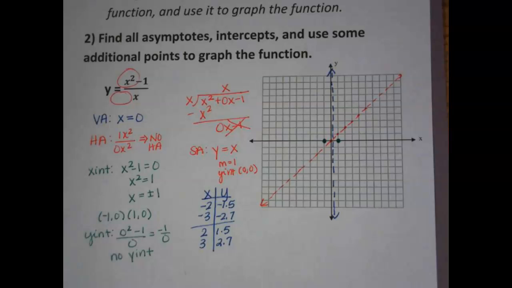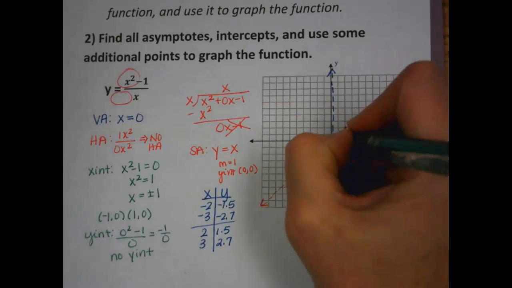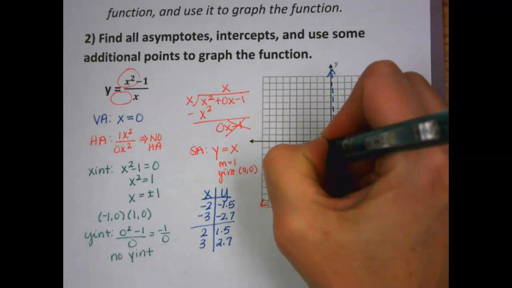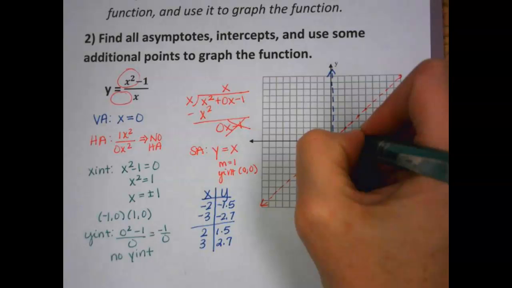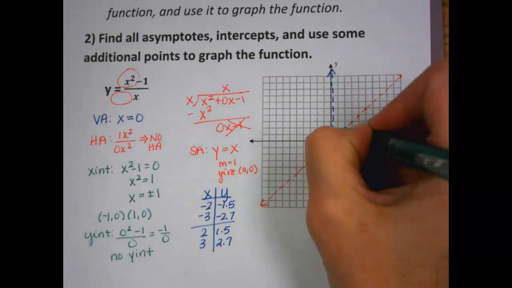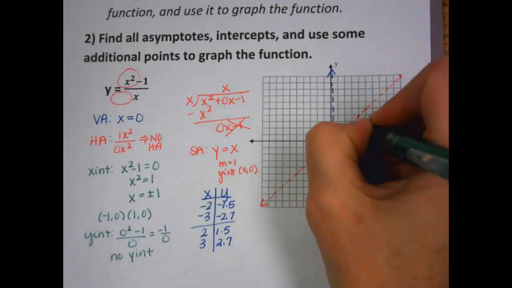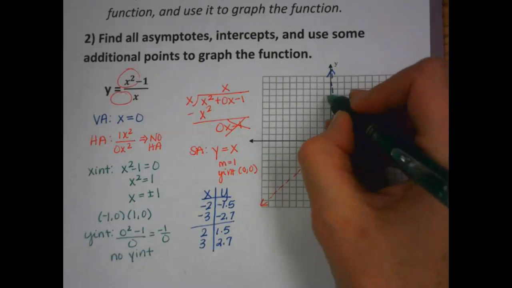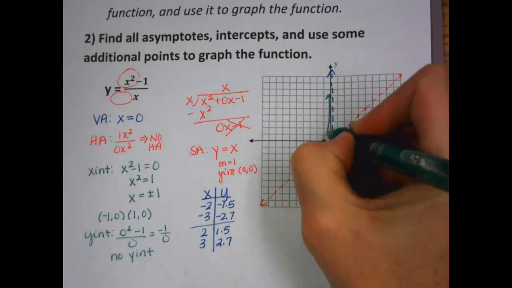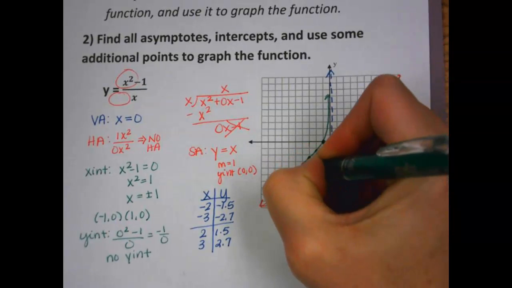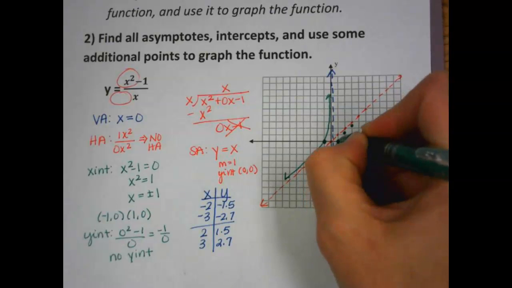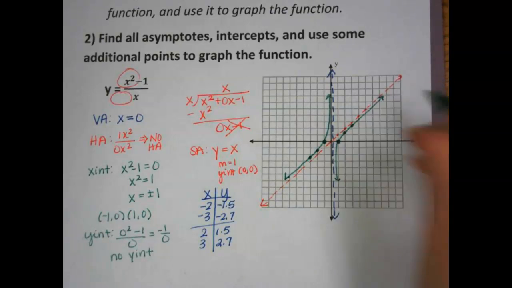All right, let's graph all of those. So we have (-2, -1.5), (-3, -2.7), (2, 1.5), and (3, 2.7). So I'm going to use those points along with my asymptotes to get my 2 branches. So I'm going to use this vertical, go along, go through those points, and then down along the slant. And again, my vertical through the points, and then along the slant.